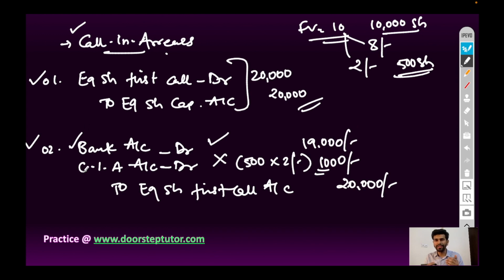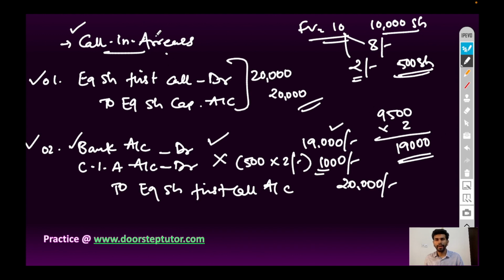The amount is received. What will be the calculation of 19,000 rupees? Call money was not received on 500 shares. So the balancing shares are 9,500, and 2 rupees per share is call money. So the amount will be 19,000 rupees.